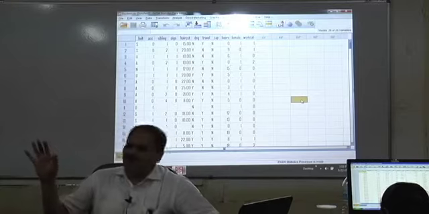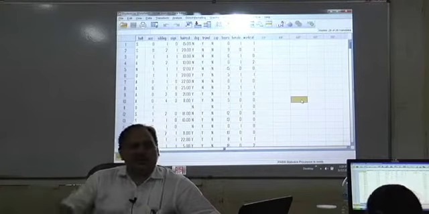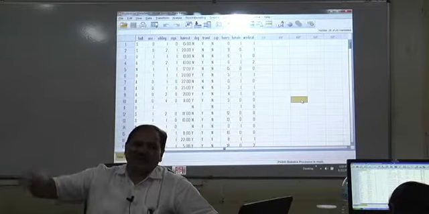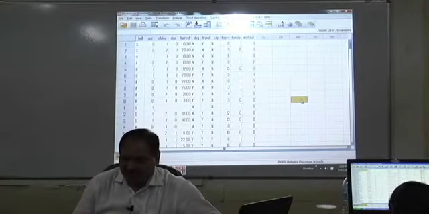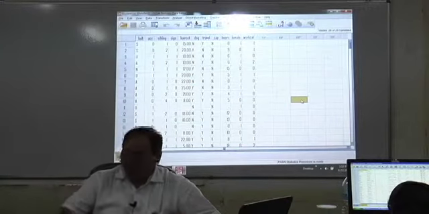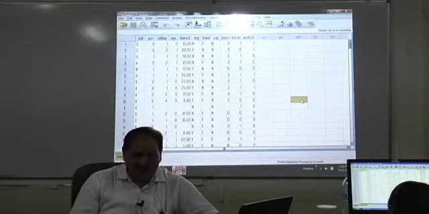Don't worry about when you apply non-parametric. Above scales can always be used. That means interval scale and ratio scale can always be used for non-parametric. But you cannot use ordinal and below for parametric tests. So that is the change.